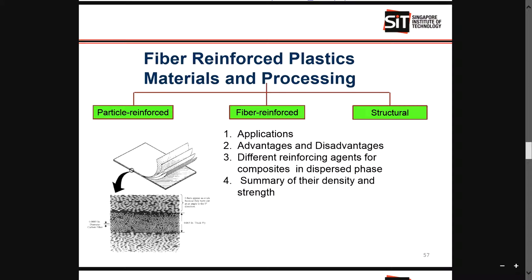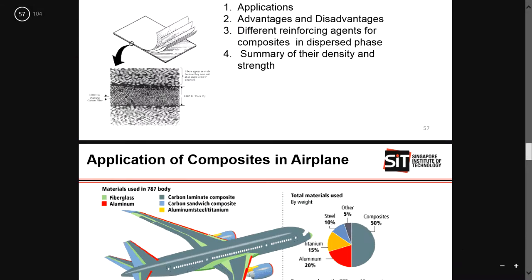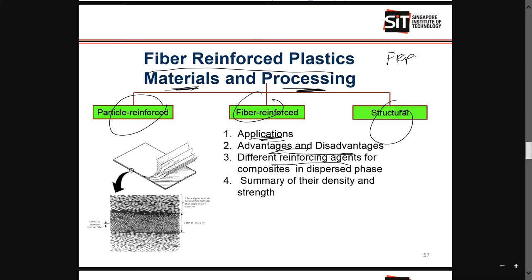So as the lecturer suggests, he actually goes through a few applications of the composites. Alright, and this also introduces us to a new chapter, into fiber reinforced plastics, or FRP, in other words composite. So we are now talking about composite materials and its processing. It's still talking about particle reinforced, fiber reinforced and structural, but in terms of its application and then advantages and disadvantages and different reinforcing agents and a summary of their density and strength.